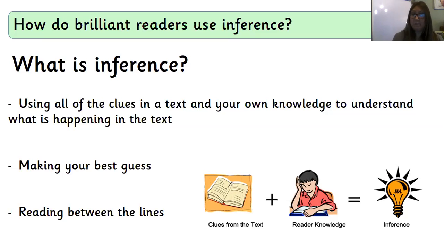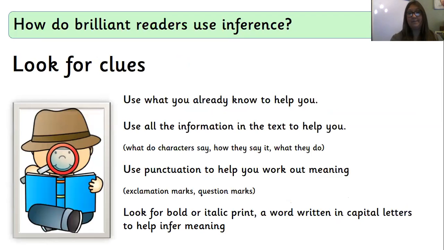So as you can see from the pictures there, we use the clues in the text and our reader knowledge, and that means we can answer inference questions. So what clues are we going to be looking for? Now, we already know that you've got a super duper brain with lots of story knowledge in there, so you can definitely use that. You can also use what you've already read in the story to help you. You can use the information in the text on the page that you're reading.